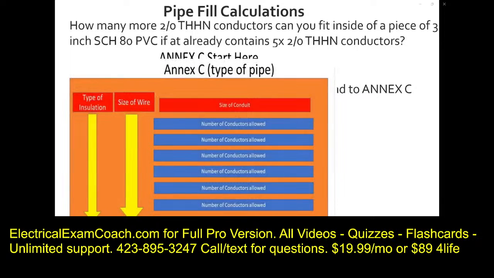When we get to the actual table, we're going to start first and make sure that we're in the right table by reading the black bold heading. Then we start on the left-hand side and find our insulation type, find our wire size, then come across the top and find our conduit size, and come down and tee off with how many conductors we can originally fit. And it looks like we can fit 11. Now we have to minus the 5 that we already have, and that lets us know that we can fit 6 more of these conductors inside of this conduit. Great job.